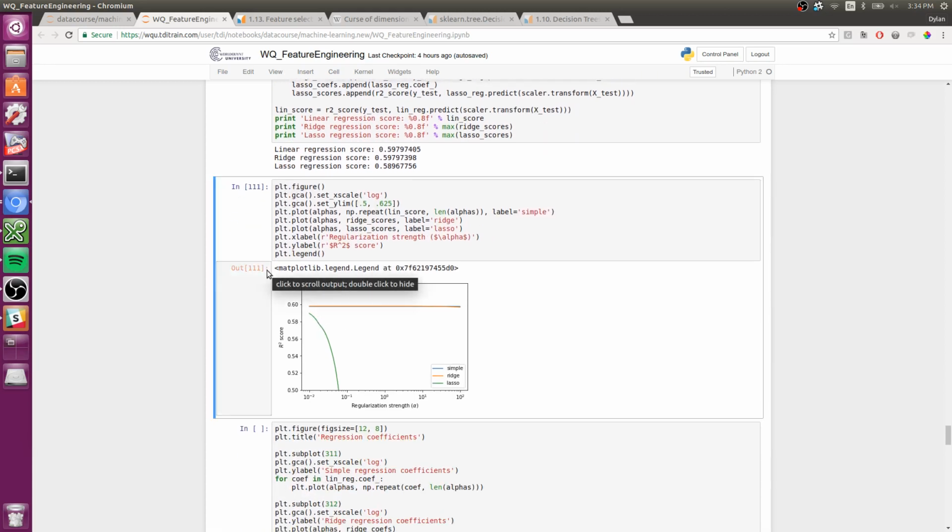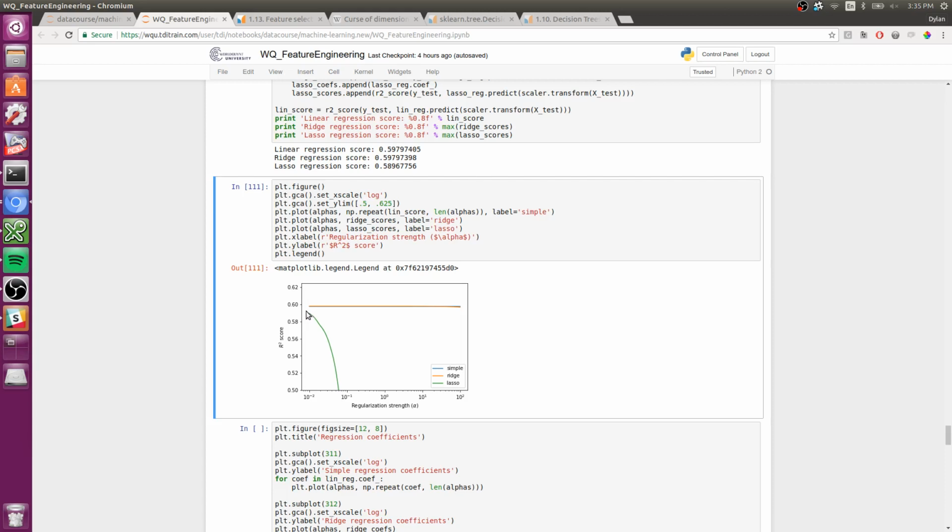Now we can see the impact of changing the regularization strength on the performance of the model. For simple linear regression versus ridge, there's virtually no difference over this range of regularization strengths. But for lasso, as we increase the regularization strength, the performance plummets. But generally, we might have different curves here. This is peculiar to this data set.